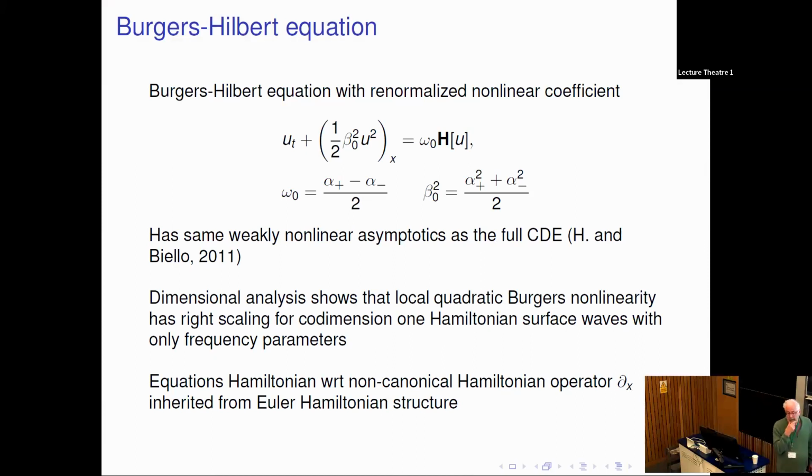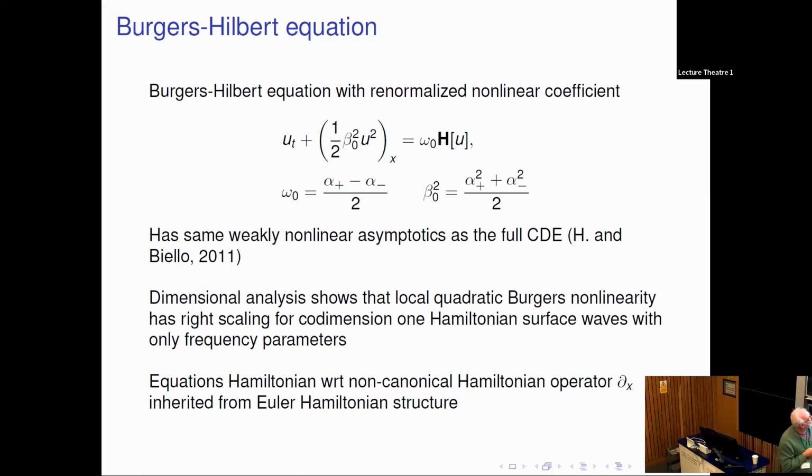Now, in a slightly different direction, I want to comment. We call this the Burgers-Hilbert equation. So it's basically a Burgers equation with a lower order Hilbert transform. And it's what you get from the contour dynamics equation by throwing away all the non-local cubic terms. So it looks like a very simple equation. You have Burgers plus this Hilbert transform.